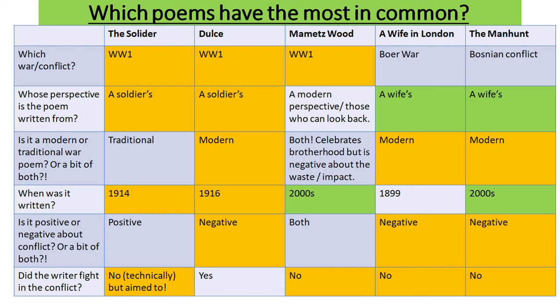I think what that highlights is that while this overview table is really useful in organising your knowledge about the poems, this category, is it positive or negative about conflict, is by far the most important category when it comes to comparing these poems, because that is essentially what drives Dulce and the Soldier apart. Even though they have lots in common about when they were written, which war and whose perspective, Dulce being negative about war and the Soldier being positive about war just drives them apart.